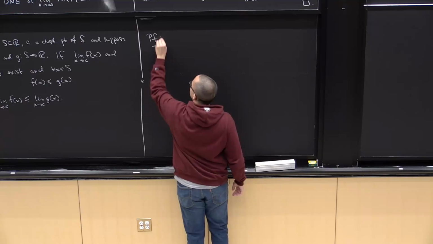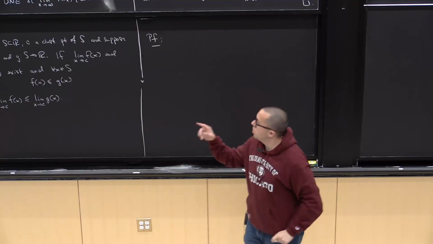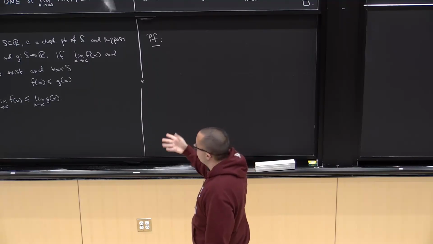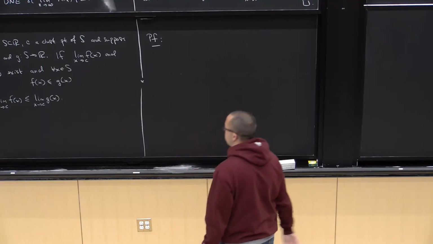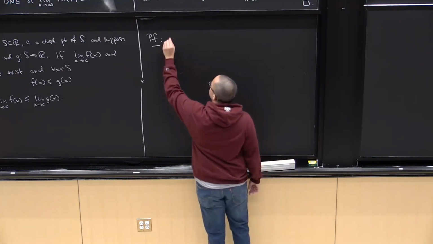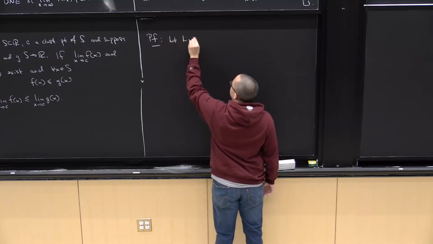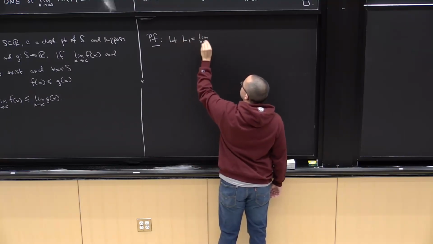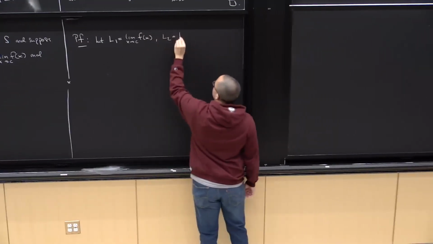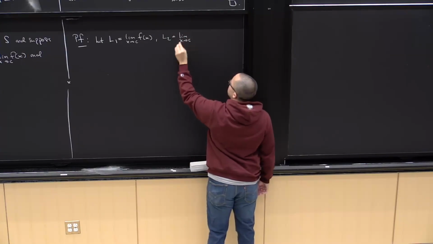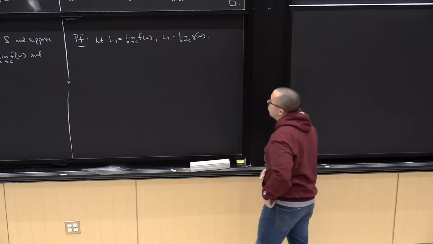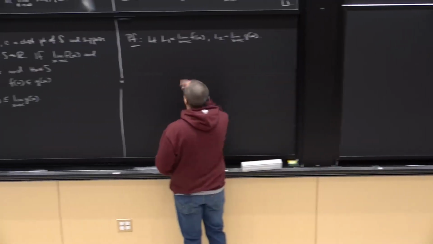So let's give the proof, and we'll use this theorem connecting limits of functions to limits of sequences, and then we'll use the corresponding statement, which we do have for sequences, which I just stated a couple of times. So let L1 be the limit as x goes to c of f of x and L2 be the limit as x goes to c of g of x. And what we want to show is that L1 is less than or equal to L2, right?